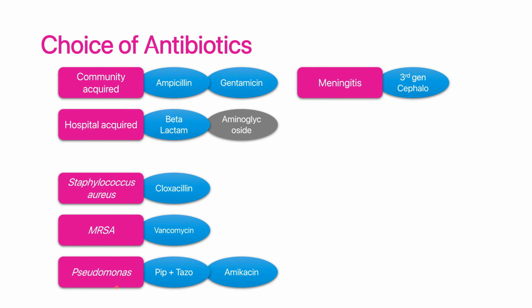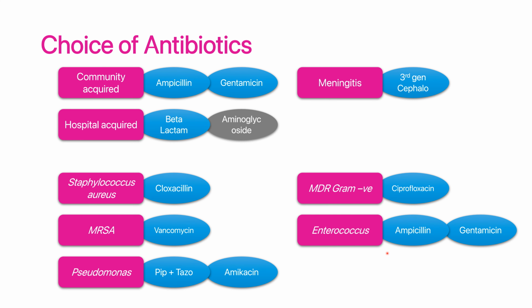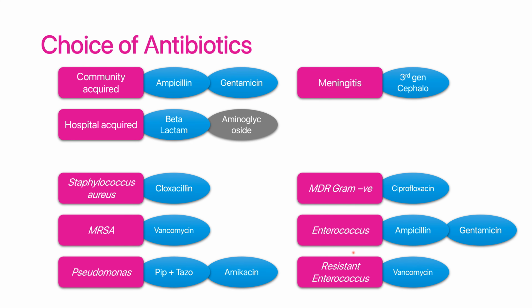Next, if you are suspecting pseudomonas, then you have to use antibiotics with anti-pseudomonal activity. For example, piperacillin plus tazobactam and amikacin. Similarly, when you are suspecting a multi-drug resistant gram-negative organism, you have to definitely administer ciprofloxacin. When you are suspecting enterococcus, like in those patients in which indwelling catheter was there, maternal infection was there, in those scenarios, you can use ampicillin and gentamicin as your empirical therapy. And suppose if you have revealed resistant enterococcus, then rather you have to use vancomycin. So this is an overall guideline that whenever you are suspecting a particular organism, you can use these antibiotics.